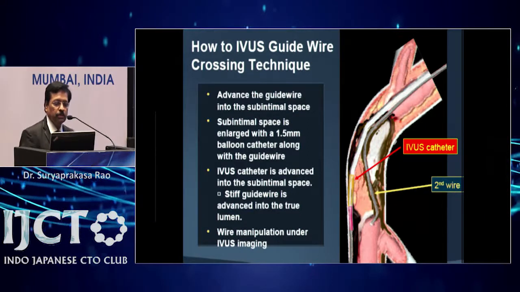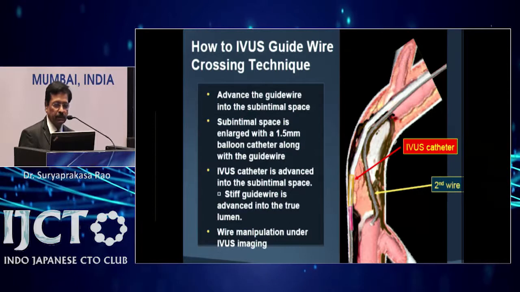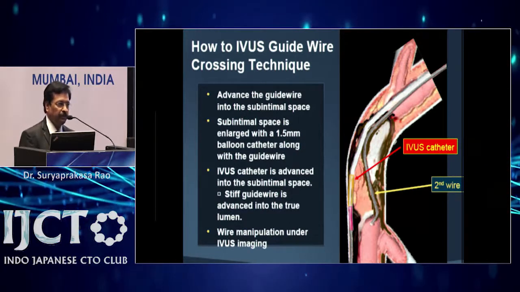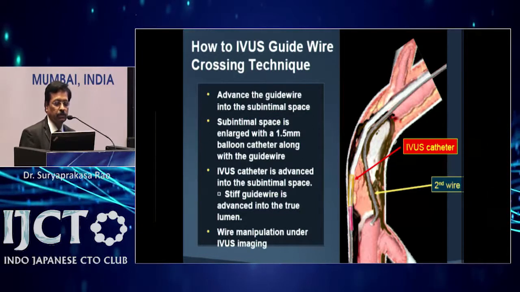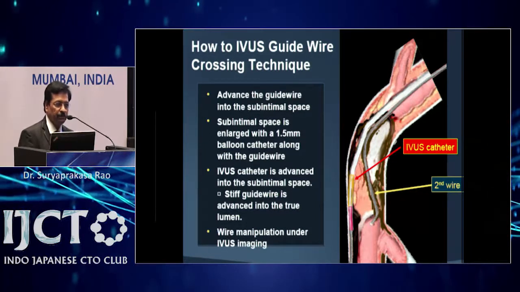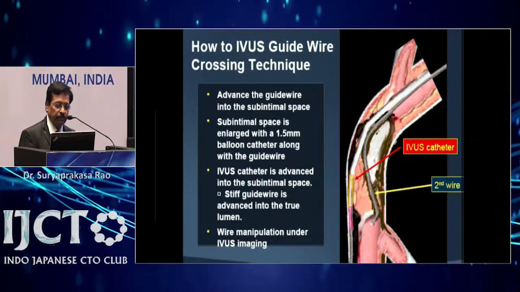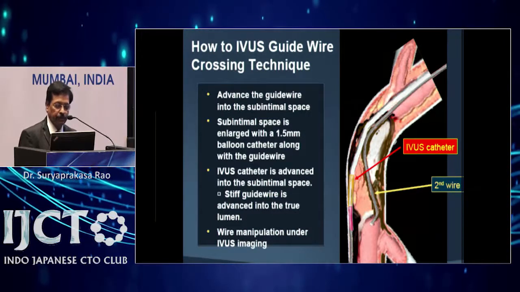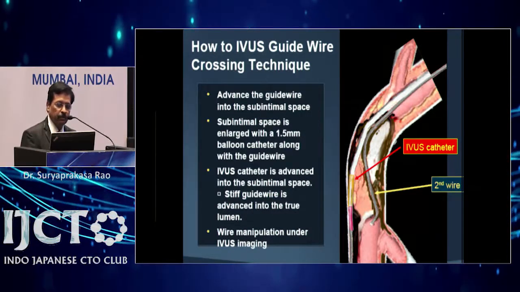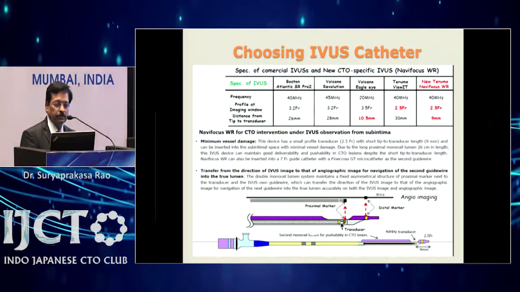And how to use this IVUS-guided crossing technique: sometimes it's difficult for the IVUS catheter unless it's a very low profile one like the Navifocus or the Terumo. Other catheters are difficult to negotiate. So you can enlarge safely with a 1.5 millimeter balloon along the guide wire and advance into the subintimal space. The stiff guide wire can be advanced. So this is the ideal way to do an IVUS-guided procedure if you can put the catheter in the subintimal space.